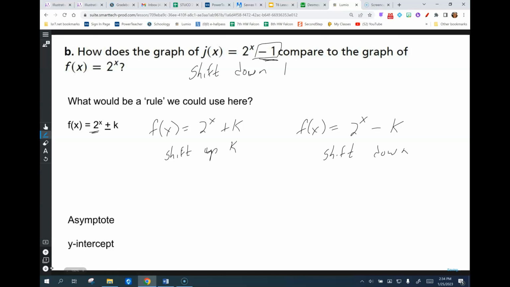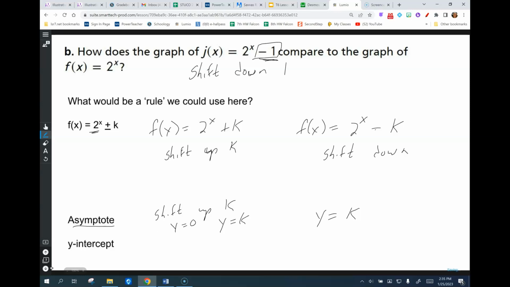Now that's going to also affect the asymptote. So my asymptote is going to also shift up k. My asymptote is usually y equals 0, so now my asymptote is going to be y equals k. Same thing here: your asymptote is going to be y equals whatever k is. And it's going to go down below 0, so it's going to be a negative number.